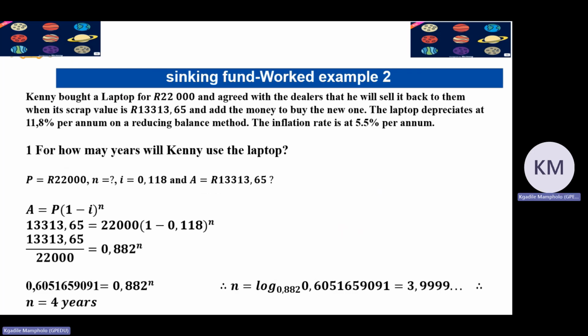Let's check. Now, since we are given the scrap value, obviously we'll use the reducing balance method formula. But if we were given the price of the new car, then we'll use the compound interest formula and the inflation. So we used the reducing balance formula because there's enough information for it.